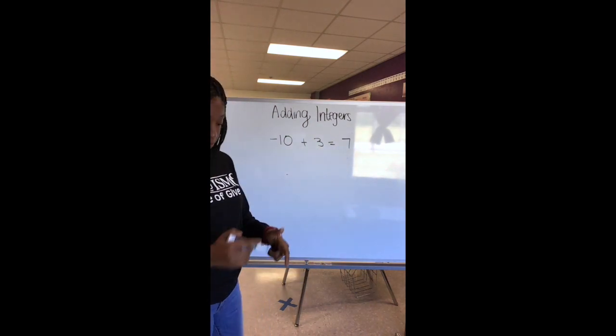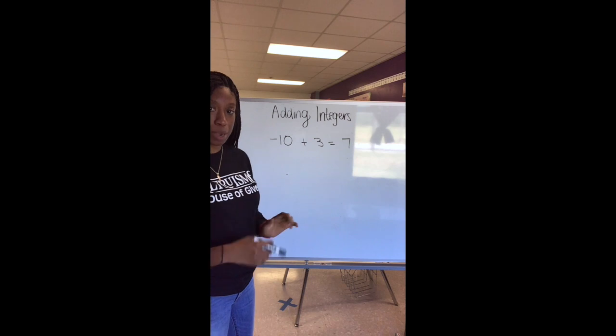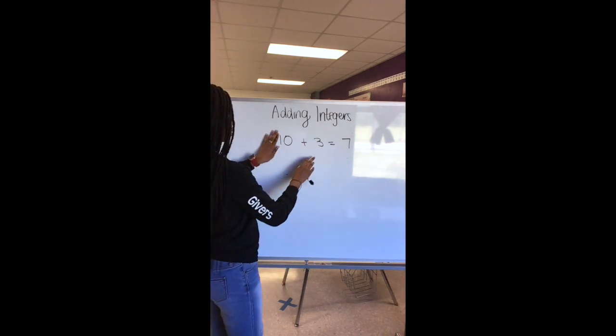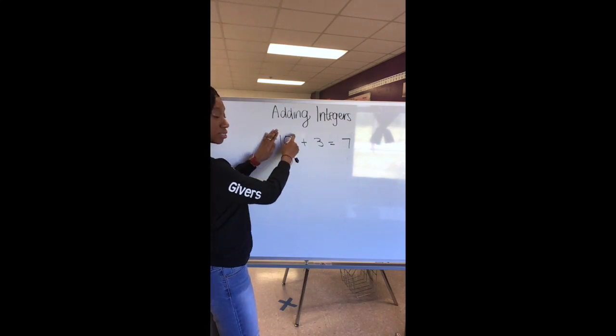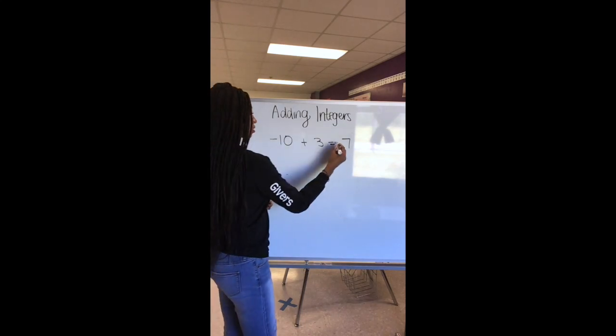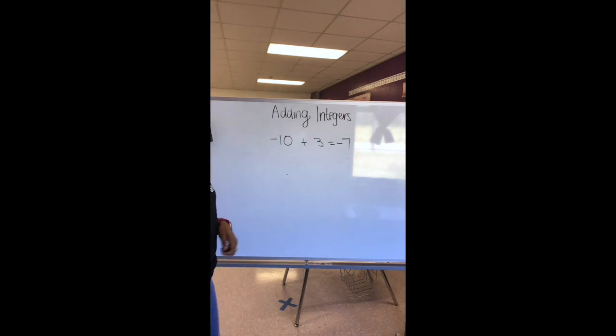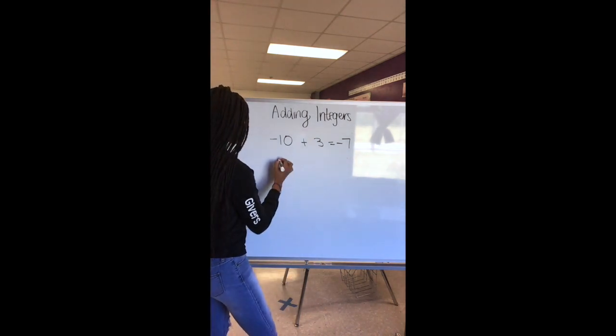All right, different signs subtract. It says take the sign of the higher number. So we got to see which number is higher. Is 10 or 3 the highest number? 10 is the highest. 10 has a negative. So our answer is going to be negative. Another time, let's try another one.